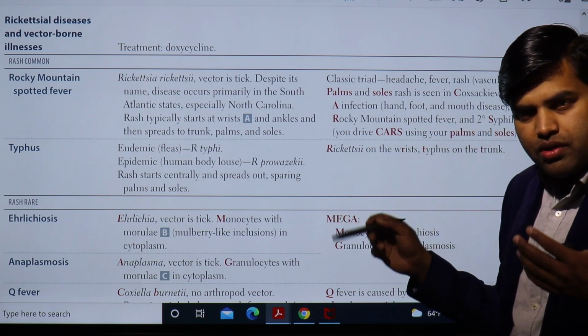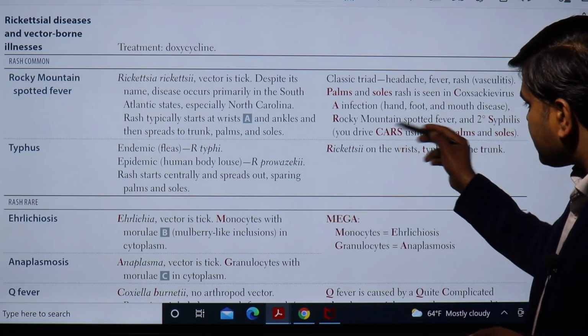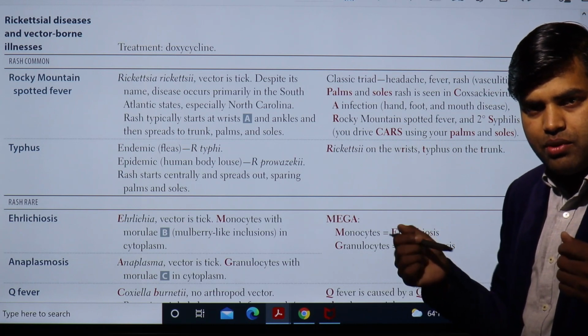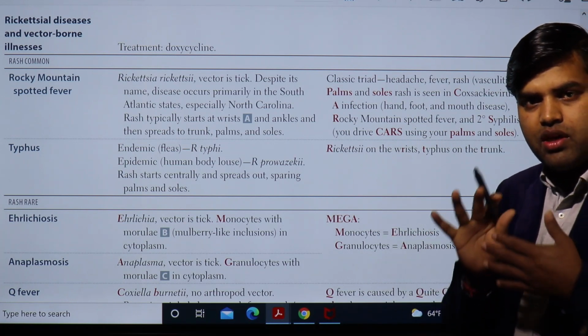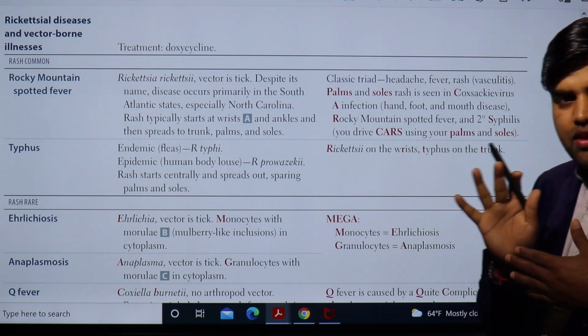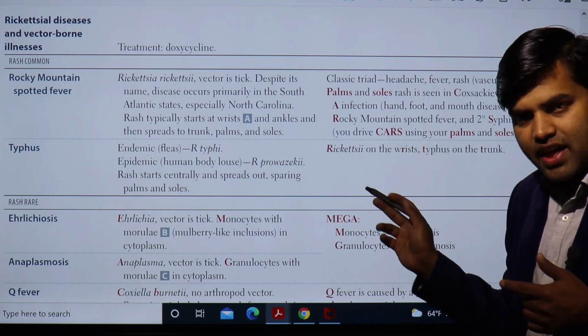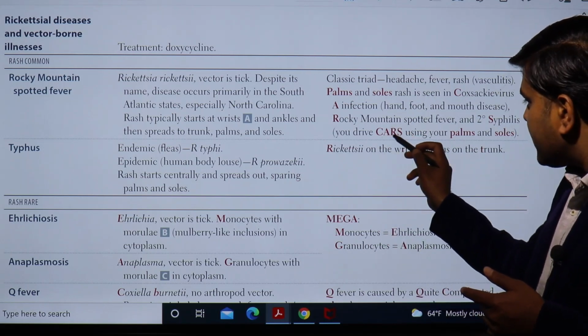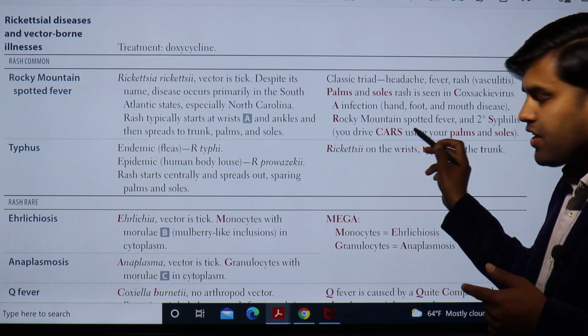There is a formula to remember this, which I have discussed: the car's formula. You drive your car with the palm and sole. There are only three diseases that cause rashes on your palms and soles: Coxsackie A infection, that is hand, foot and mouth disease, Rocky Mountain spotted fever, and secondary syphilis.